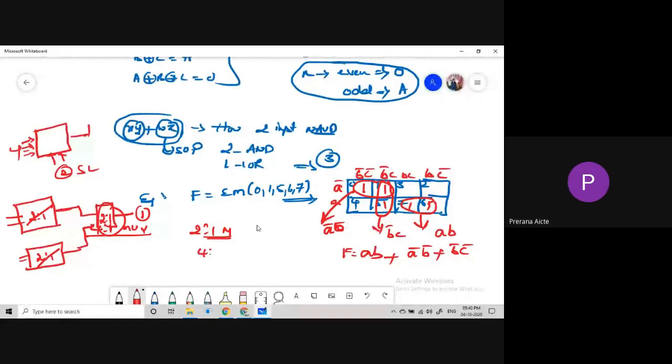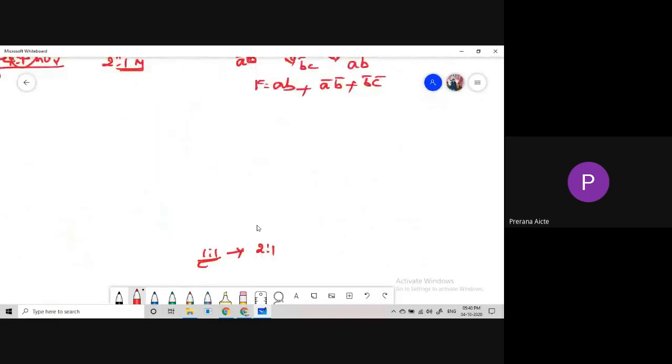Yes, sir. A 4/1 multiplexer with 2/1 multiplexers. So simply you are dividing that 4:1 with 2. So 2 ones, 2 twos.